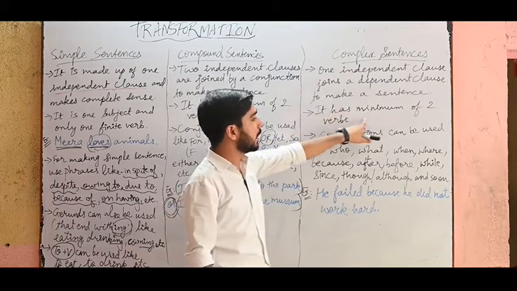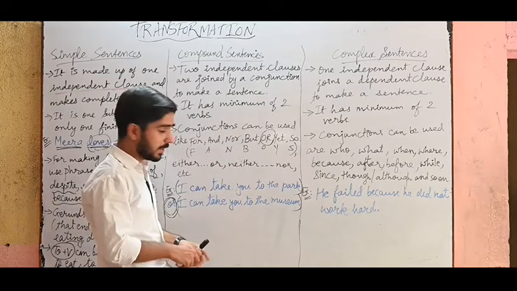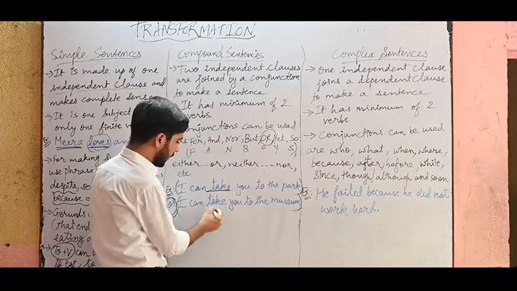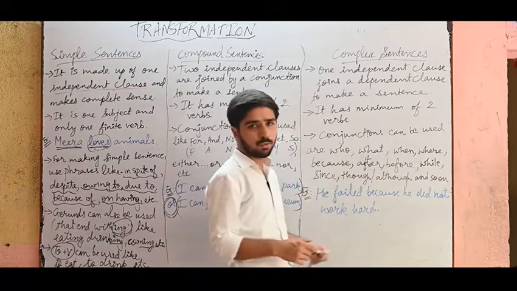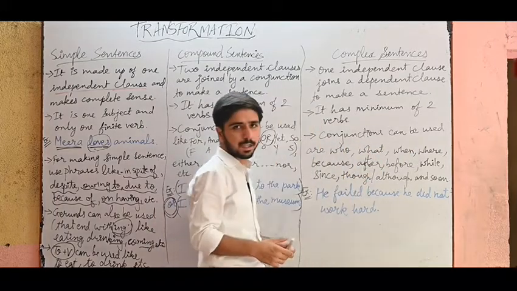See, it has a minimum of two verbs, same as this. Here it has two verbs. Which are the two verbs over here? Here it was "take," and here again it was "take." There are two verbs. In the same way, in complex sentences, you will see two verbs are there. See, conjunctions can be used. Which conjunctions can we use?